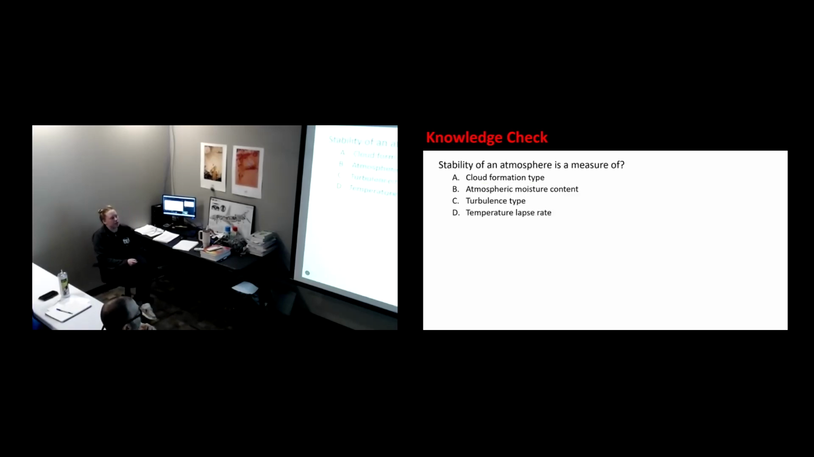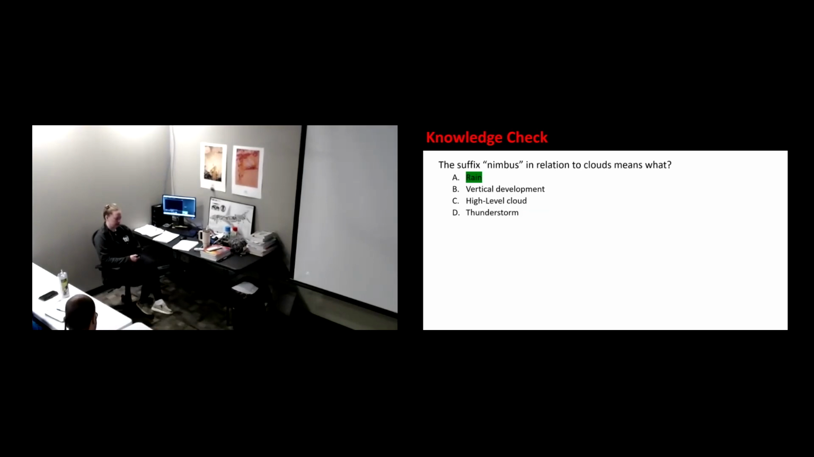Stability of the atmosphere is a measure of what? Delta? I'm a little unsure there. The suffix nimbus means what? All right. You can keep your tests, bring them next time, and bug whoever teaches next to go over it with you.